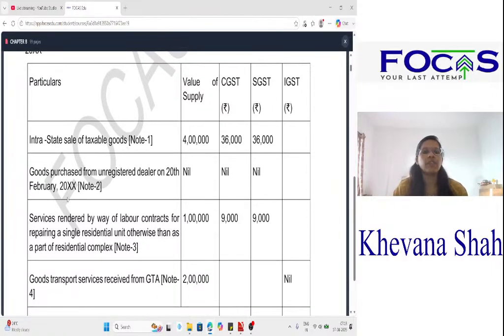Then you have goods purchased from unregistered dealer. Since these are goods from an unregistered dealer, they are exempted from any reverse charge liability without any upper limits, okay? And this was a notification dated 28/6/2017. As per this notification, we will not be charging any taxes on these goods from unregistered person under RCM. That is the reason our output liability will be nil for this.